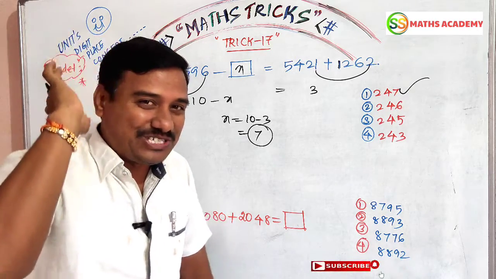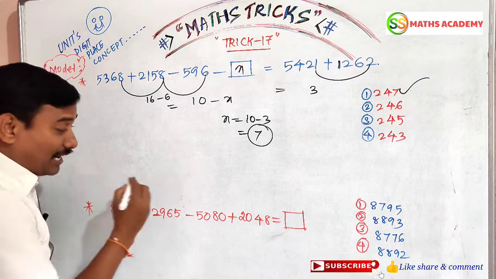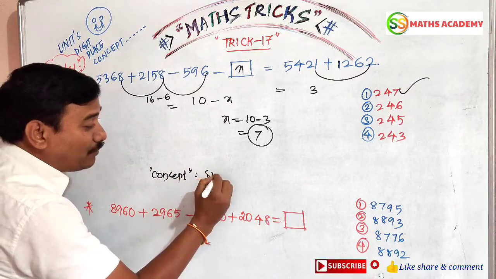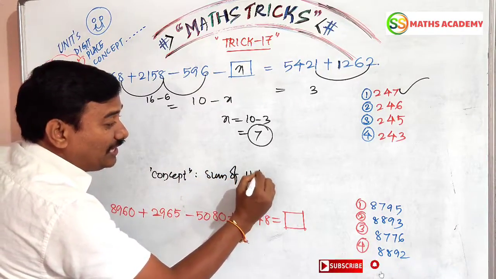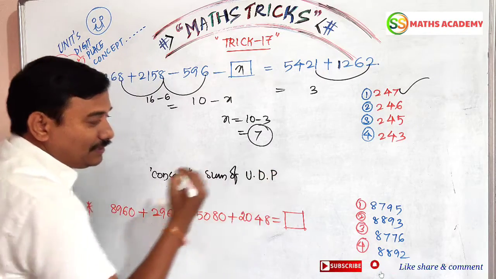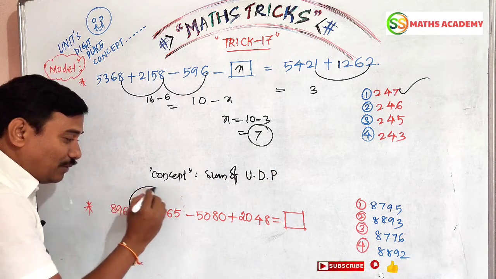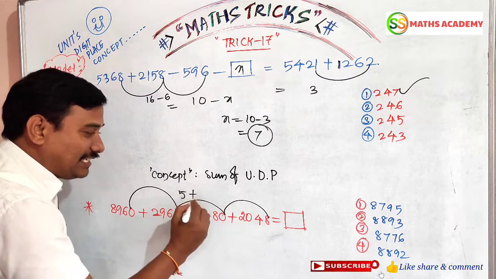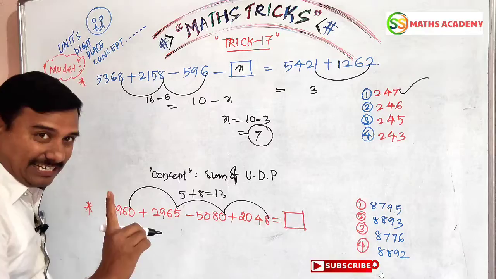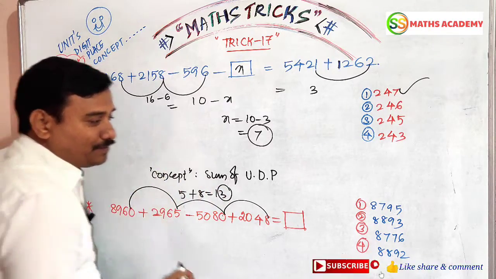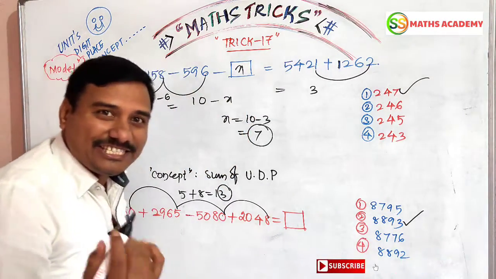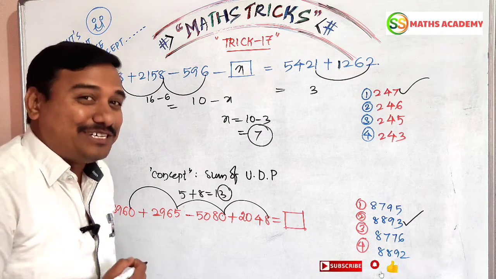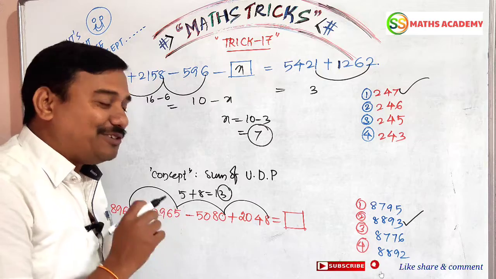Now let us see one more good question. Here the unit sum concept, what is the concept? Keep it in your mind: the sum of unit digits concept. What is 0 plus 5? 5. 5 minus 0, 5. 5 plus 8, 13. Clear? Unit place is 3. Finish. The answer is completed. How easy it is! How much easy? You trust me, it can be useful for you.